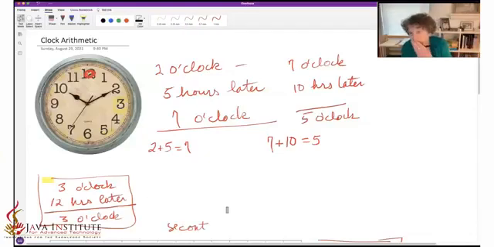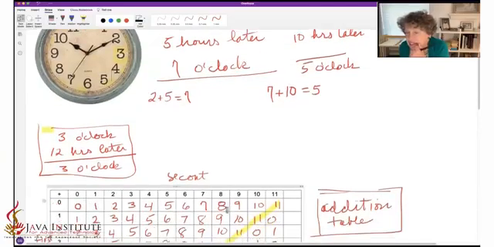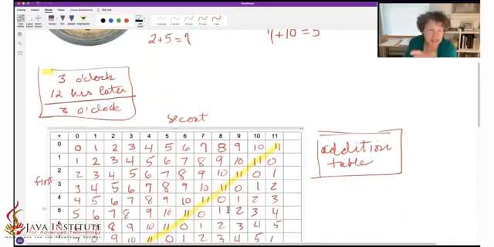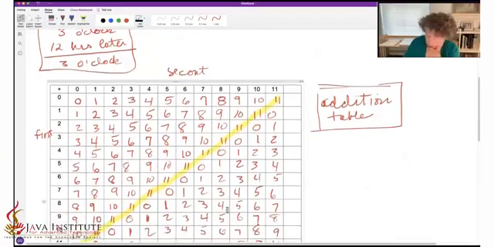And okay, 11 plus 8 is 19. Okay, 11 plus 8, where's that one here?